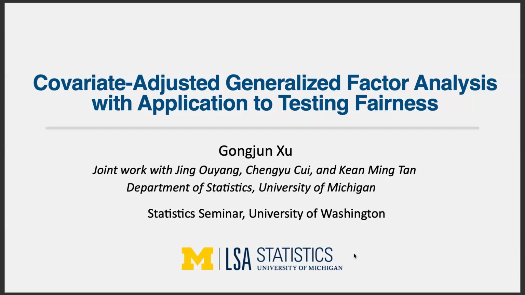So first, a little bit of a bio. Dr. Gongjun is an associate professor in the Department of Statistics with a joint appointment in the Department of Psychology at the University of Michigan. He received his PhD in statistics from Columbia University in 2013. His research interests include latent variable models, statistical inference, and more. He received the NSF Career Award and the International Chinese Statistical Association Young Researcher Award for statistics.